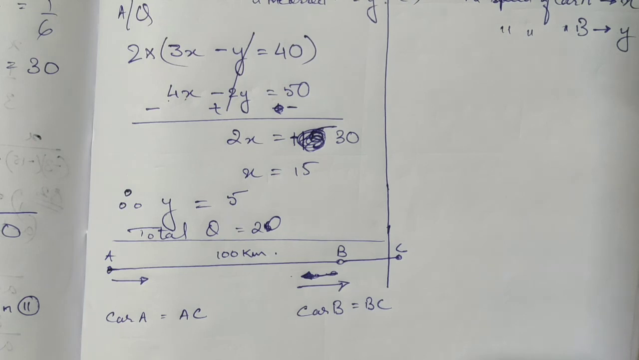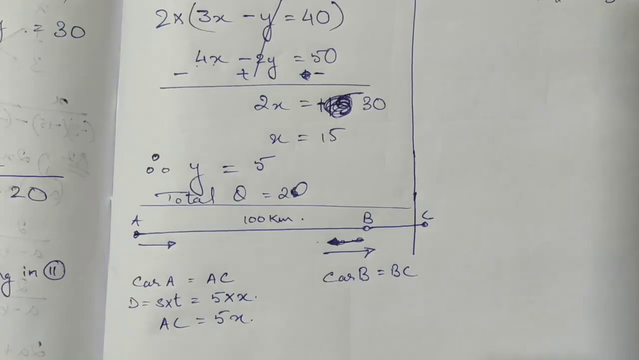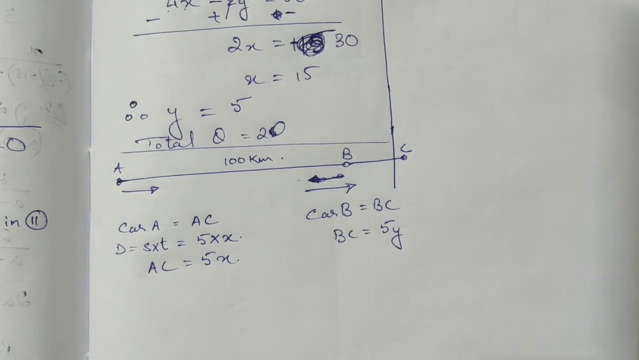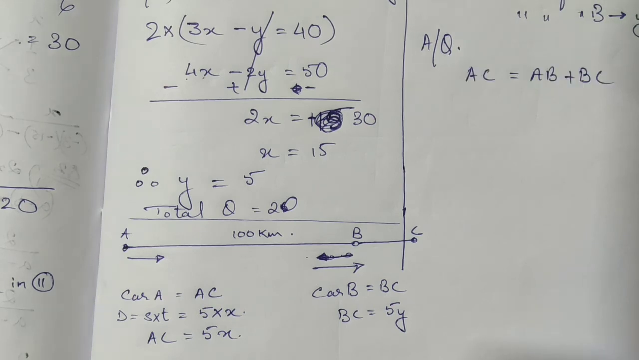Now we will find the distance here. With x kilometers per hour and 5 hours time, car A will travel, as per distance equal to speed into time, 5x. That is, AC is actually 5x, and similarly BC will be 5y, because y is the speed of B and it takes 5 hours from B to C. So here one thing is very clear, that AC is equal to AB plus BC.